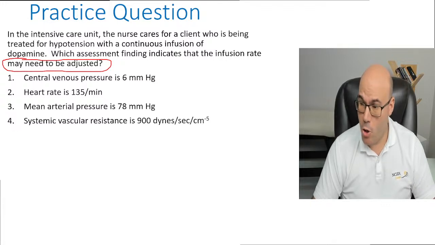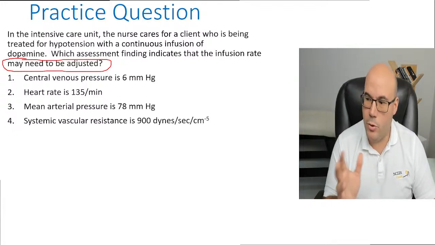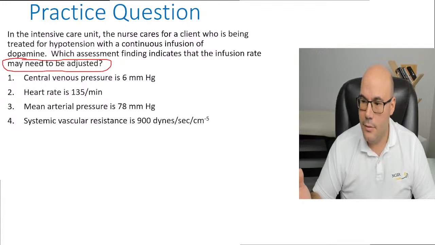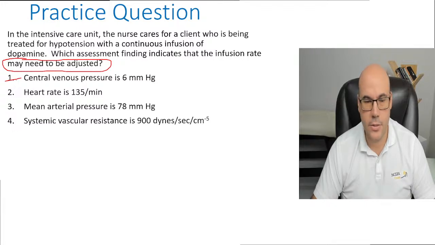Okay. Well, number 1 says central venous pressure of 6. Well, that is a normal central venous pressure. Remember that we talked about 3 to 8 being the normal range. So this is a normal CVP. So that's not my answer.